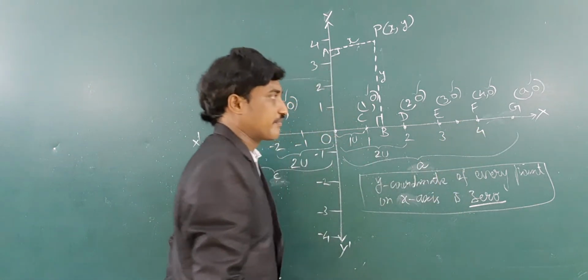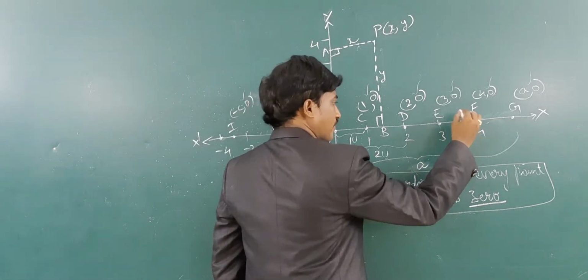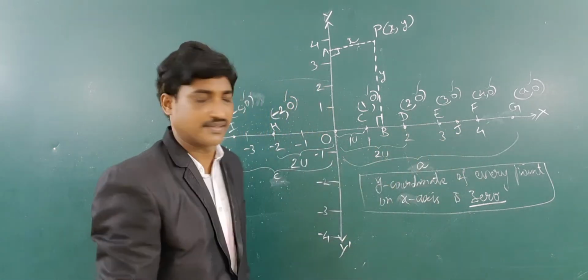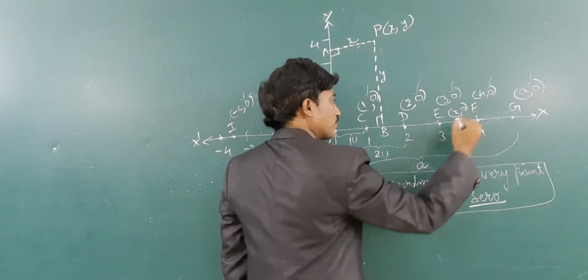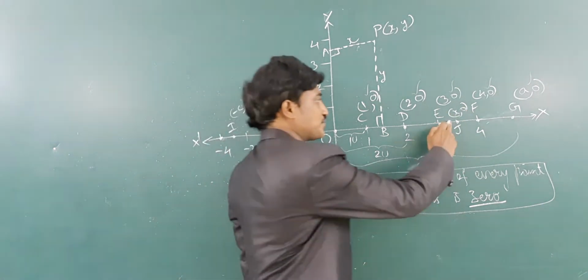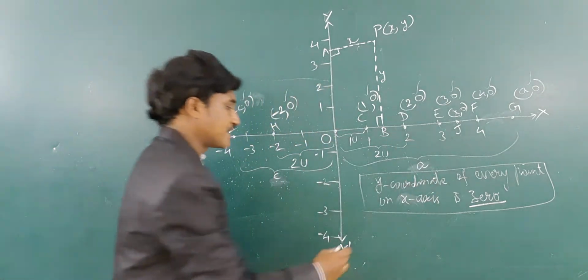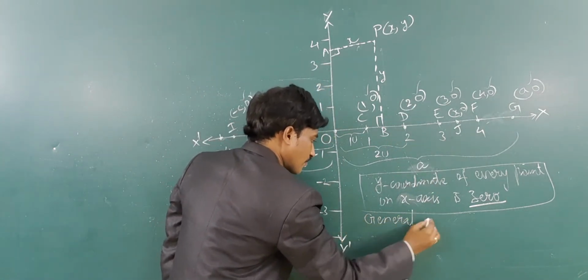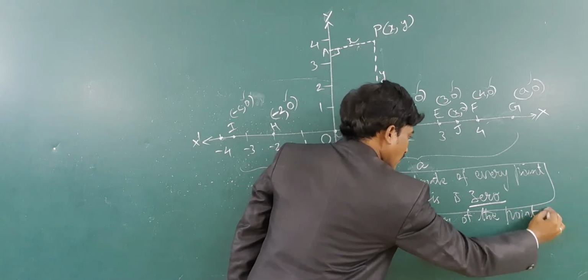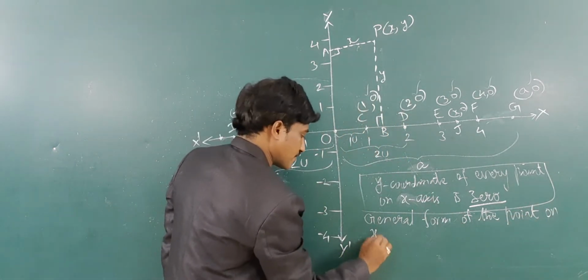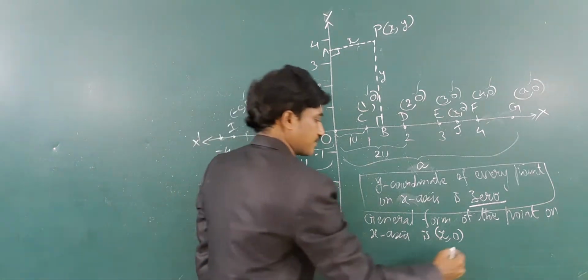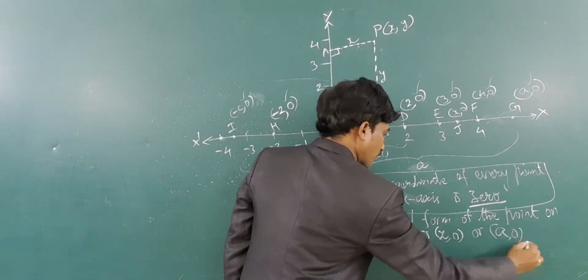If here is a point, some J, at a distance of x units from the y-axis, then we can write it as (x, 0). The general form of a point on the x-axis is (x, 0), or otherwise (a, 0).